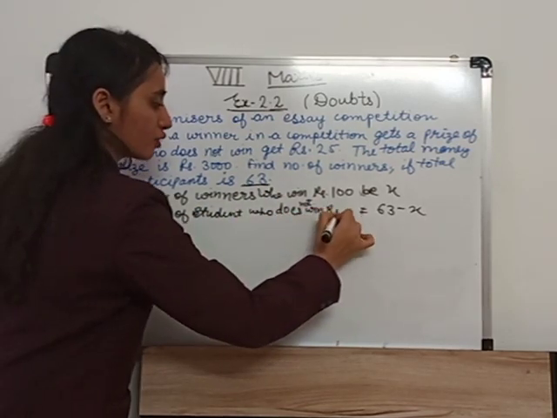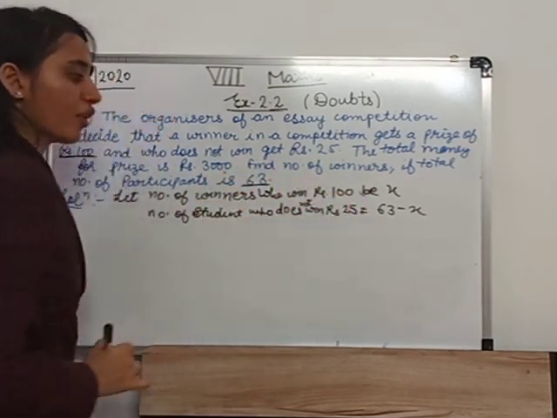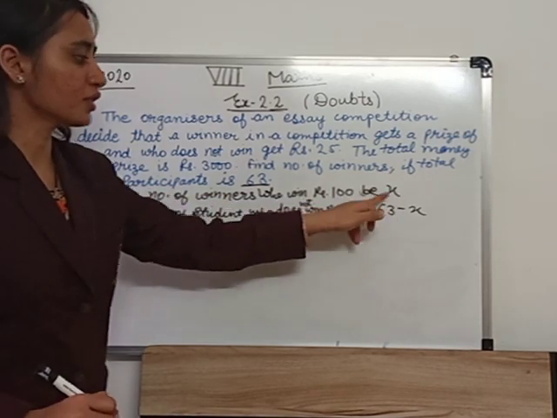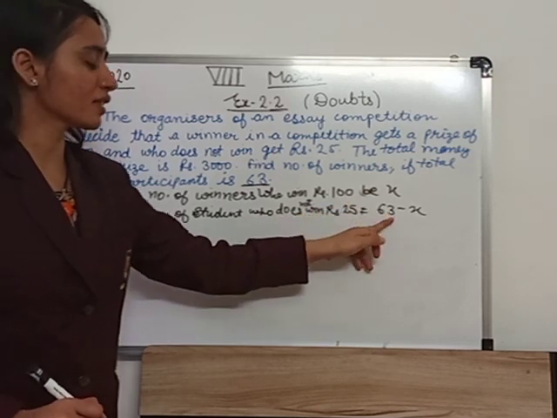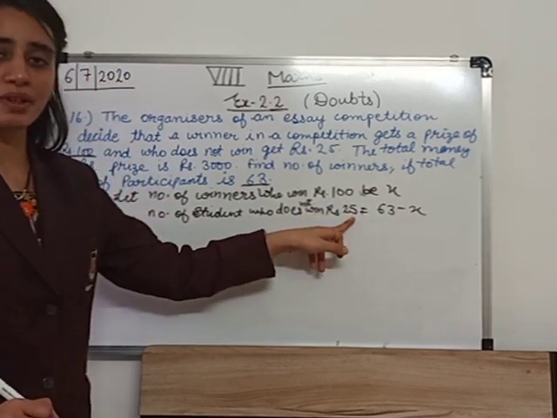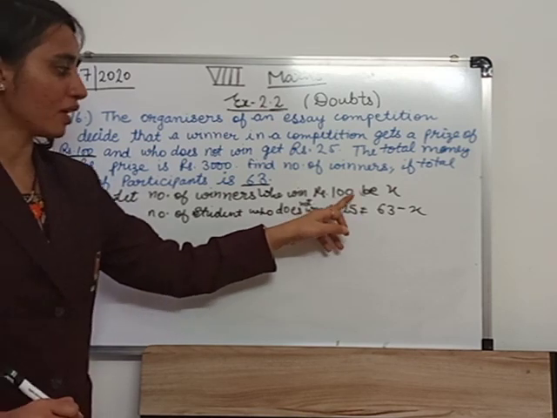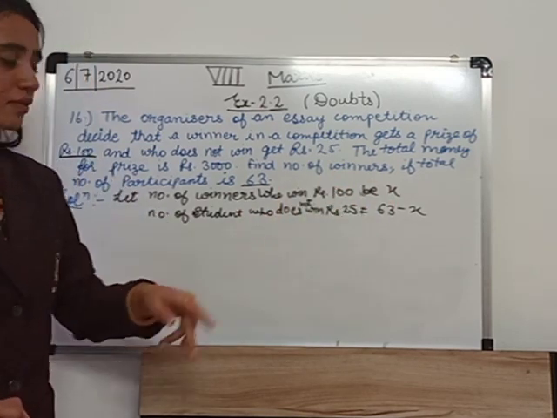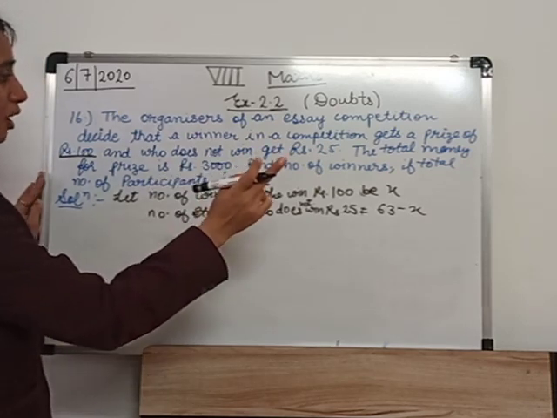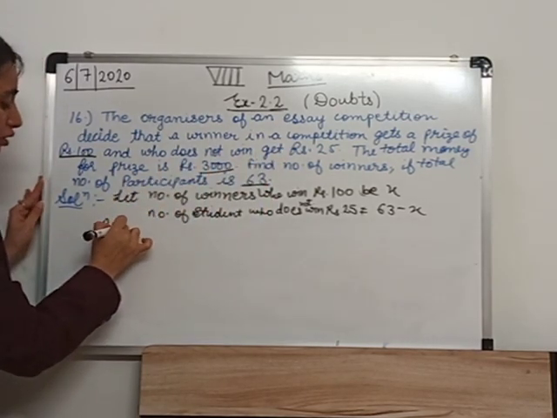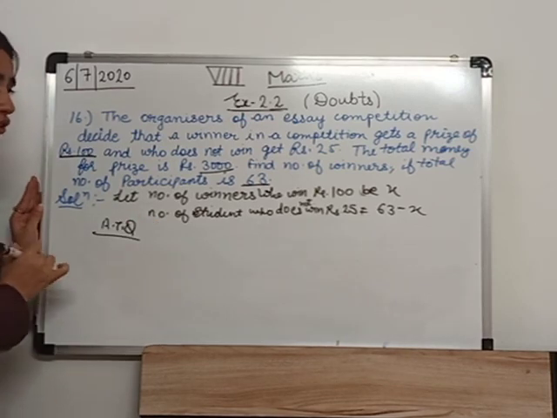And those students who don't win get the prize money of rupees 25 only. Okay, means x students got rupees 100 and 63 minus x students get rupees 25. How can we calculate the total amount? By multiplying, like previous questions. And the total amount of money is given as 3000. So according to our question, how can we get the total amount of money?